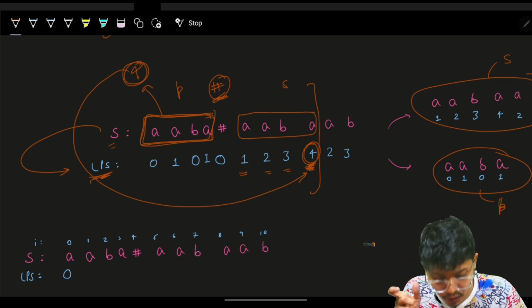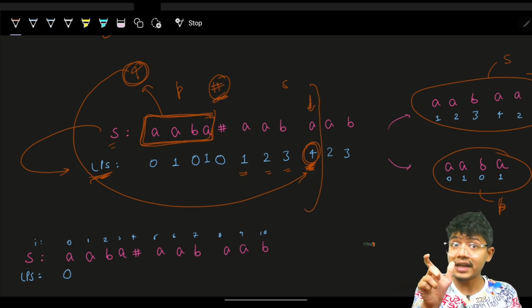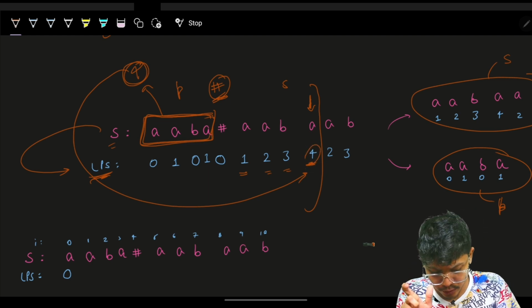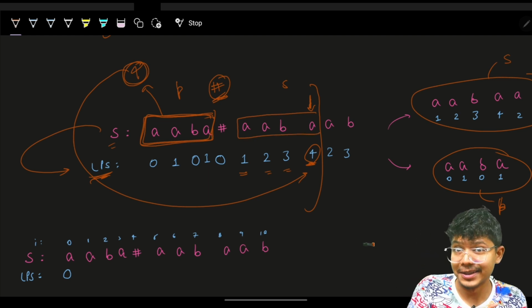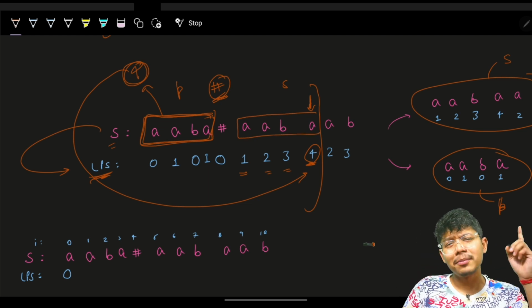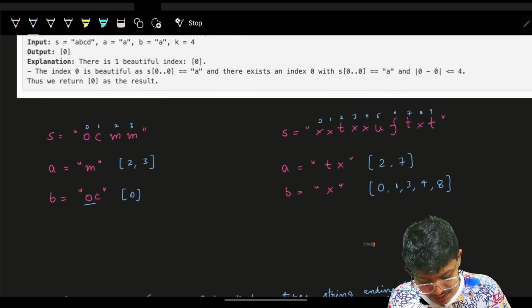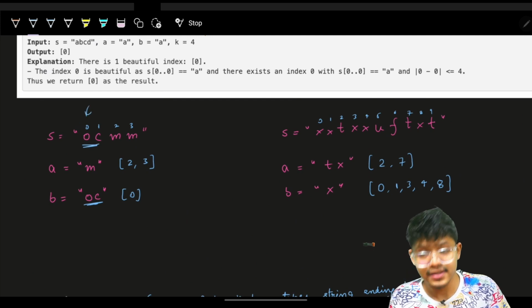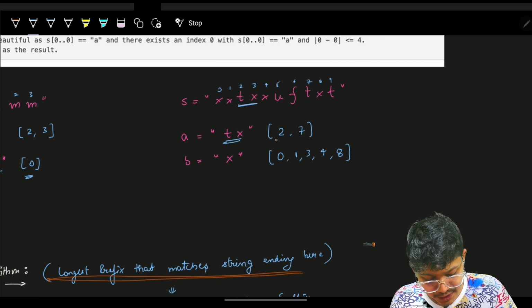If 4 I have found, which means ending at this location, I have a suffix of length 4, because this says length and this is the suffix. I have a suffix of length 4 which matches with me. Now bhaiya, if you remember in the question, I was asking for the first index, which means I need the index 0 for O, and if I have a TX, I needed the index 2 for it.